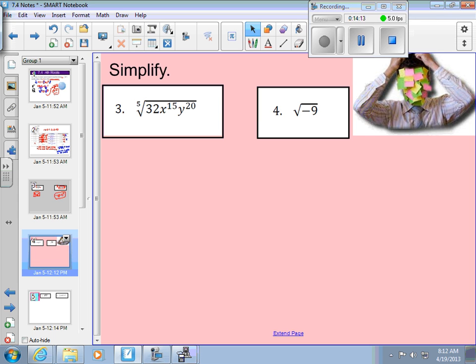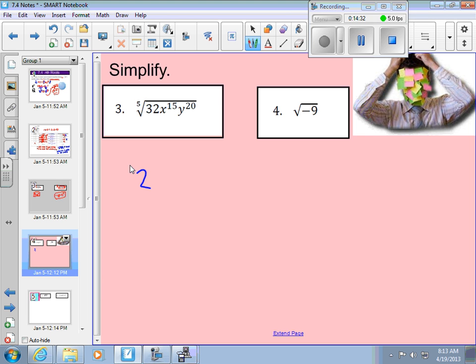All right, let's try one more here. On number 3, this one's the 5th root. So 5th root of 32, what's that? And this is where you can use your calculator again. We have done this one back up in the little note section. The 5th root of 32 comes out to be 2.